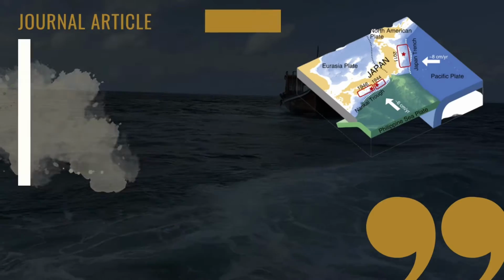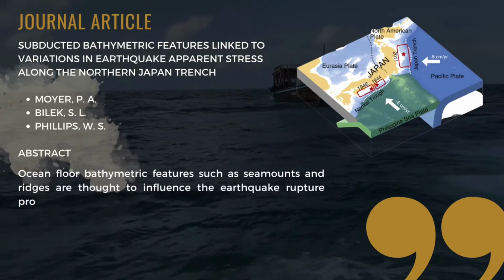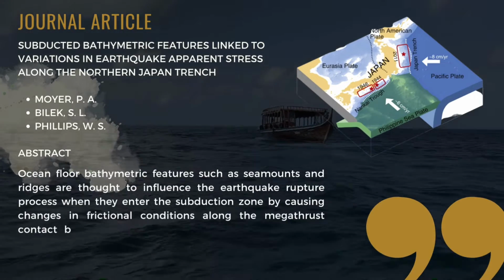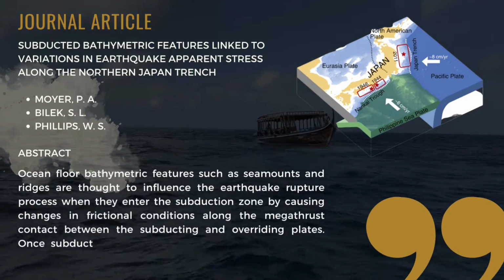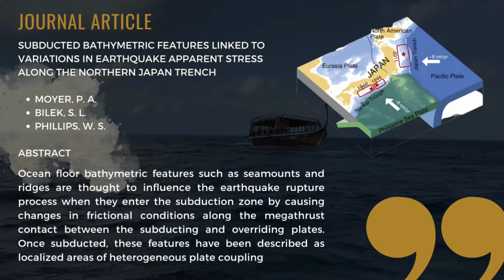It stated that ocean floor bathymetric features such as seamounts and ridges are thought to influence the earthquake rupture process when they enter the subduction zone by causing changes in frictional conditions along the megathrust between the subducting and overriding plates. Once subducted, these features have been described as localized areas of heterogeneous plate coupling.